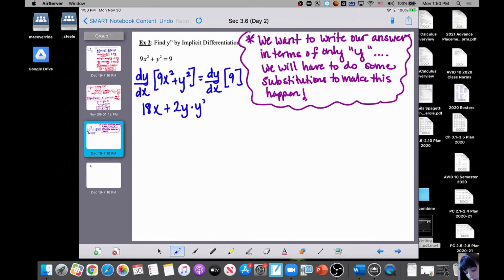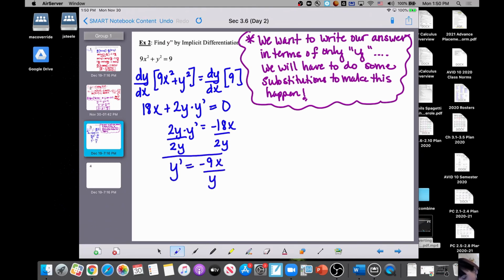I'm going to use y prime instead of dy dx, just because the instructions for the problem told us to find y prime prime. So that's the notation I'm going to use. And then on the right side of the equal sign, the derivative of 9, constant term, is going to be 0. So now I would like to solve for y prime. So I'm going to subtract the 18x over to the other side. And then I'm going to divide both sides by 2y. So I get y prime is equal to negative 18 divided by 2 is negative 9x over y. So there is an expression for my first derivative, y prime.